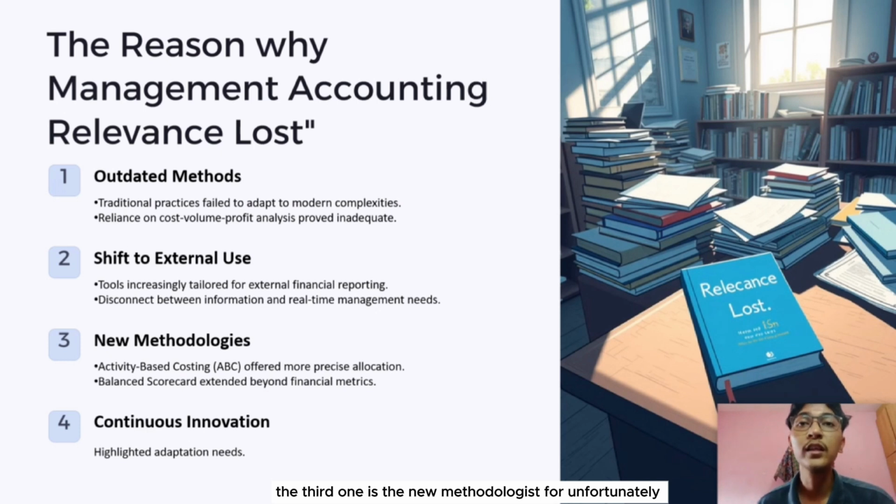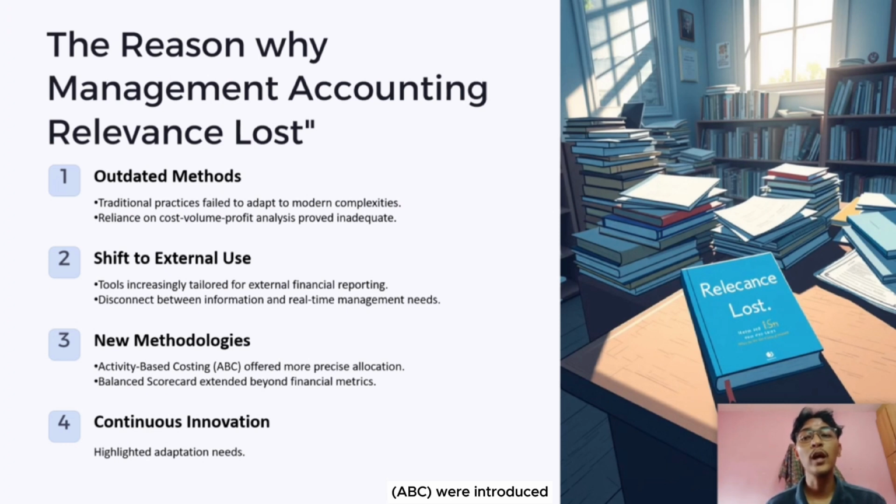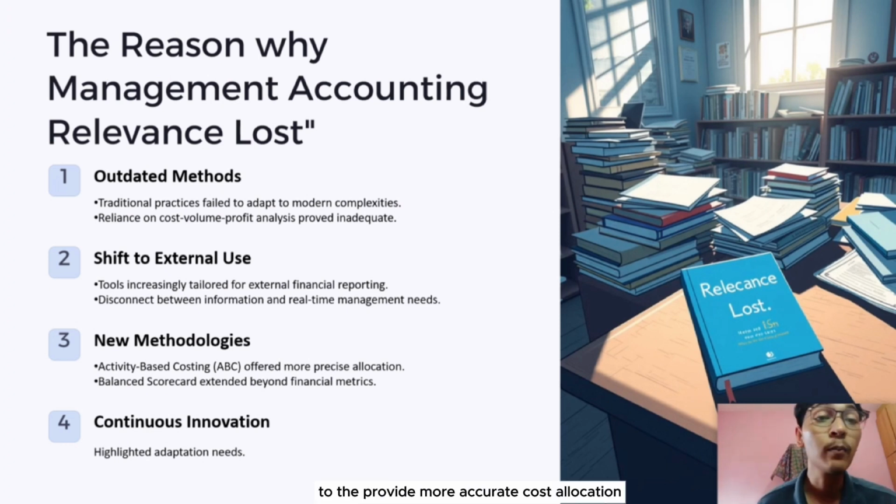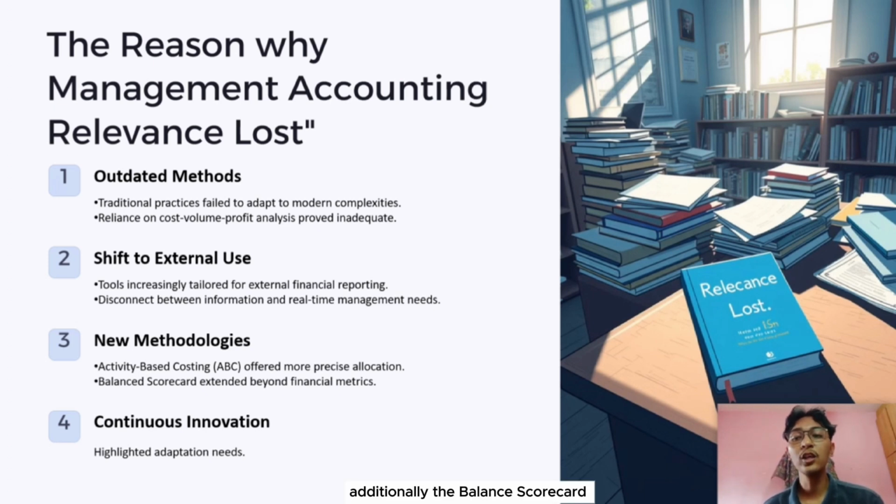The third one is new methodologies. Fortunately, management accounting has evolved to address this issue. New methods such as activity-based costing (ABC) were introduced to provide more accurate cost allocation. Additionally, the balanced scorecard was developed to help businesses measure performance beyond financial metrics, incorporating customer satisfaction, internal processes, and the learning and growth. The last is continuous innovation.